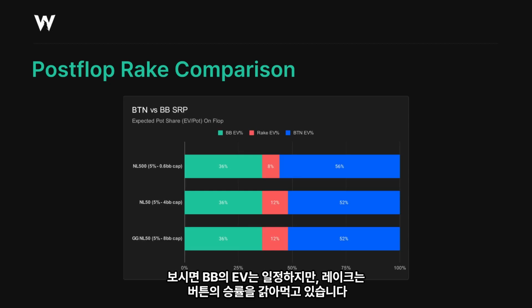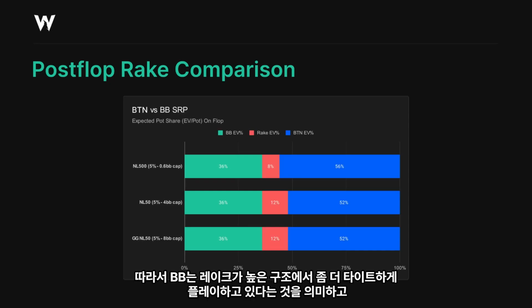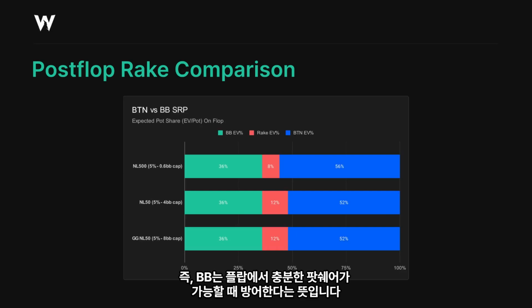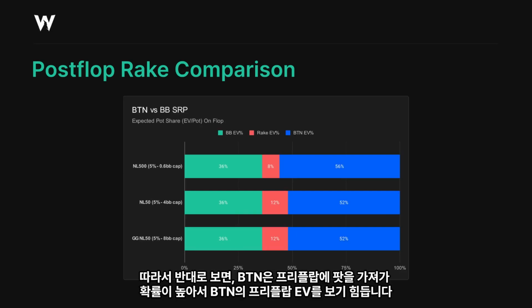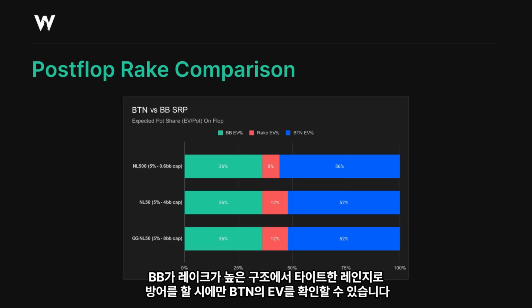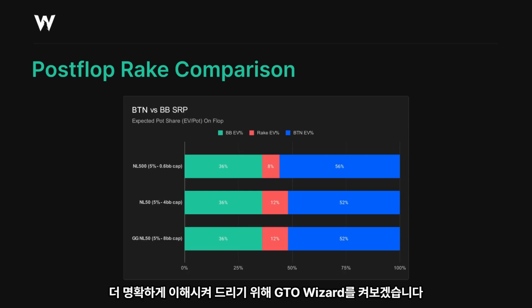And so one way to understand this is that the big blind is actually playing tighter at these high rake structures. And so they're defending in such a way that they'll have exactly enough pot share post-flop. And so in exchange, the button is going to take down more of these pots pre-flop. And so we're not really seeing button's pre-flop EV here. We're only seeing EV when they get called by, for example, a tight range at these high rake structures. Perhaps it'll be clearer with an example.